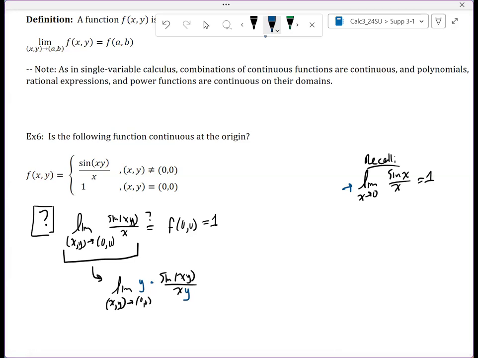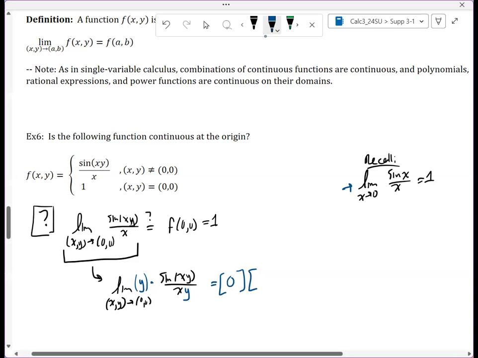Well, the limit of the product is the product of the limits, so that's going to be the limit as (x,y) goes to (0,0) of y, which is obviously 0, times the limit as (x,y) goes to (0,0) of sin(xy) over xy. Again, we could make a new variable, call it w, and write sin(w) over w. As w goes to 0, that limit is 1. 0 times 1 is 0.